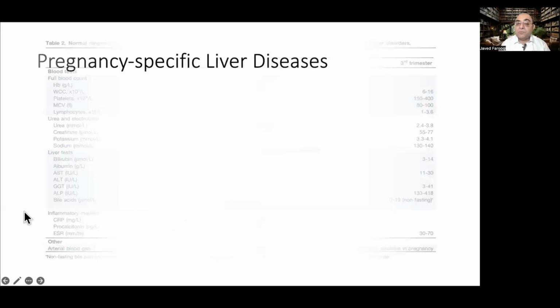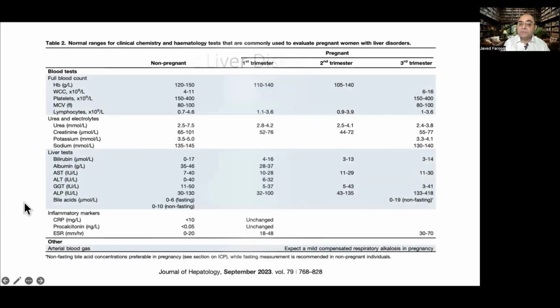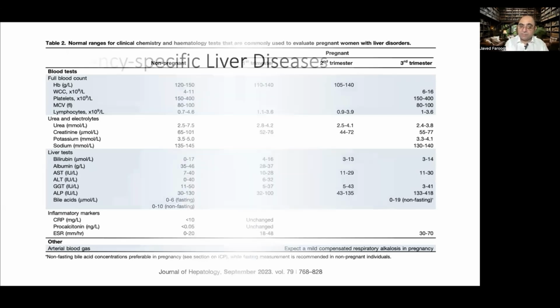This is again taken from the Journal of Hepatology last year, the EASL guidelines. The values of blood counts, electrolytes, liver function tests, and inflammatory markers in non-pregnant ladies, in the first trimester, in the second trimester, and in the third trimester. So the normal physiological background and the values are very, very important to diagnose these diseases with confidence.